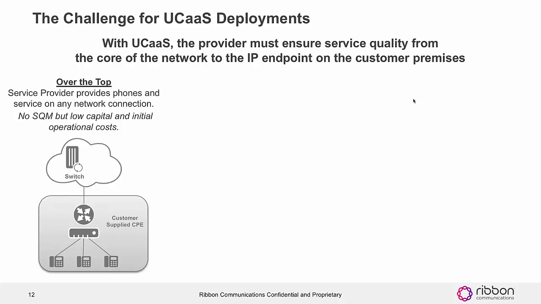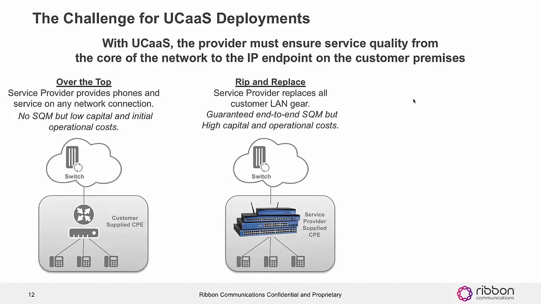The second method that we've seen for solving this problem, we call rip and replace. And this is kind of the other extreme, if you will. There are service providers out there who say, look, we've got to maintain end-to-end service quality, so we're just going to supply everything, meaning they're going to either build a secondary LAN specifically for voice traffic, not a VLAN, but a separate physical LAN to carry voice traffic so that they can manage it end-to-end. And potentially some other equipment as well. If you own the LAN and you own the WAN, well, you should be able to guarantee end-to-end service quality. And in this rip and replace model, that works every time.